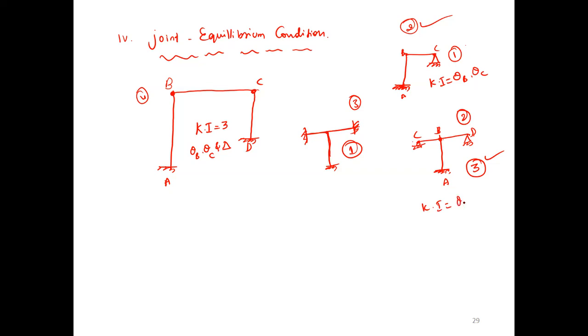Theta B, theta D, theta C. Here, how many kinematic indeterminacy? Say it is 1. Theta B.